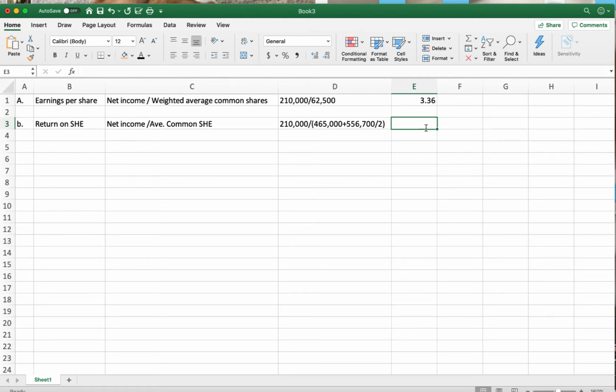So I'm just going to go ahead and run the numbers in Excel. 210,000 divided by, open parentheses, my total shareholders' equity from 2016, 465,000, plus total shareholders' equity from 2017, 556,700, close, divide by 2, close parentheses.